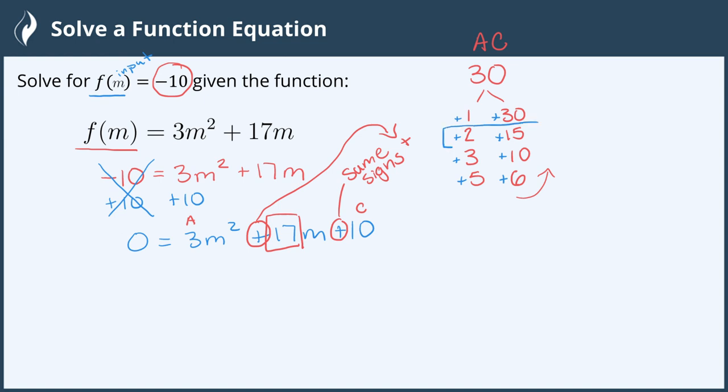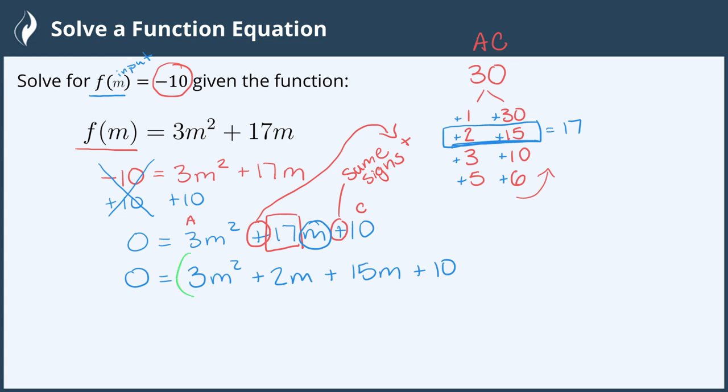Positive 2 plus positive 15 will indeed give us positive 17. That means I will replace 17 with 2 and 15. So our middle term is now 3m squared plus 2m, plus 15m, so that we use both of these factors that we found. And we still have the plus 10. It's also still equal to 0.